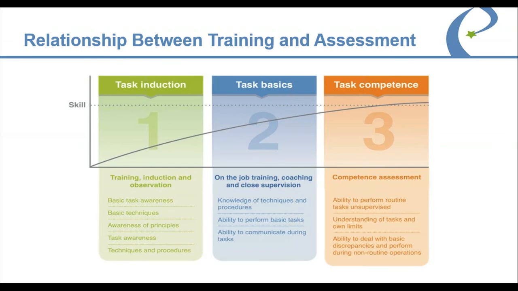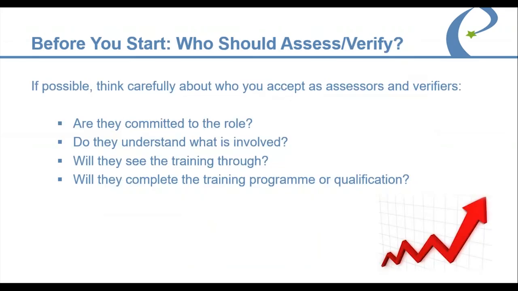Stage three, task competence. At this stage of the process, the individual should be able to work on routine tasks unsupervised. They will know their own limits and be able to deal with problems and issues. It's only at this stage, stage three, that you would perform a competency assessment. The assessment is the rounding off of the training process. For example, when you learn to drive, you only sit the driving test once you can show that you can meet the required standards to drive and you have the correct knowledge and understanding.